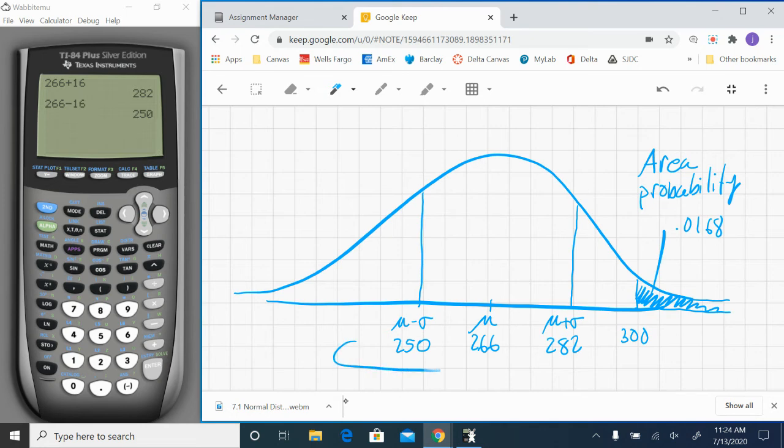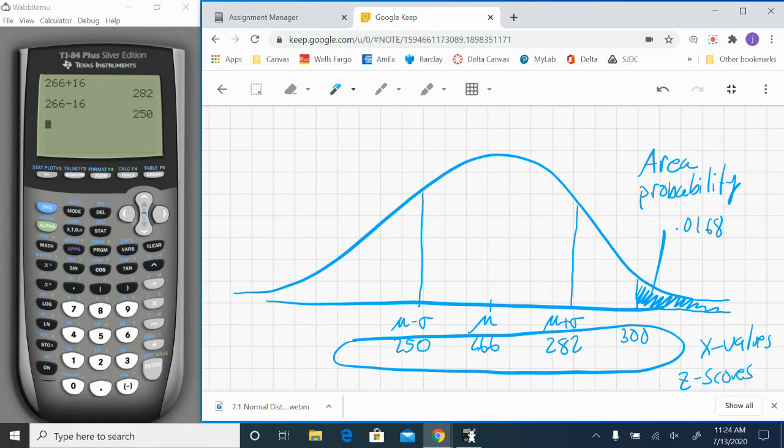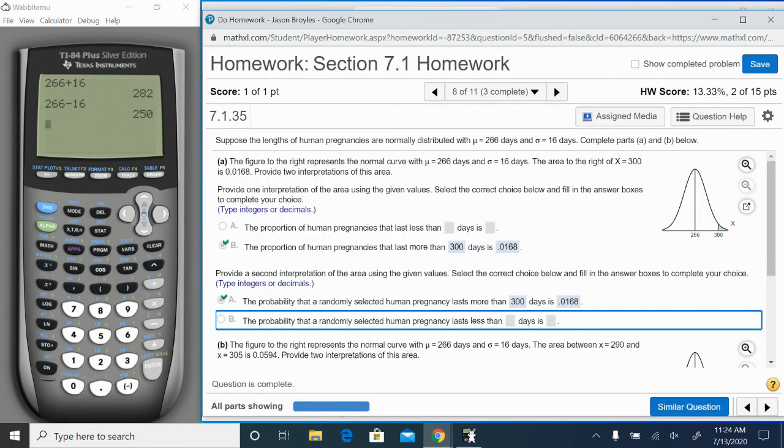These numbers down here on the bottom, in this case, we're going to call these the X values. In some examples I'll show you in the next section, we're going to call these Z-scores as well. These ones are X values, though, because the Z-scores have a middle number of 0, and the standard deviation is 1. I'll show you that later, but for right now, these are X values. So just to keep those straight in your mind.